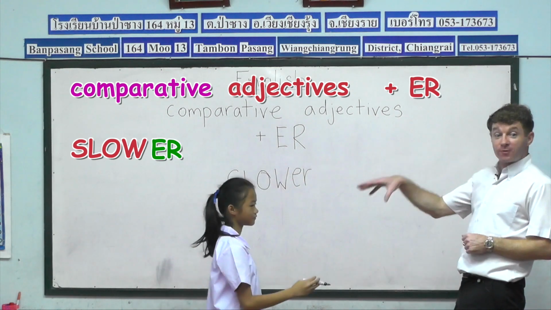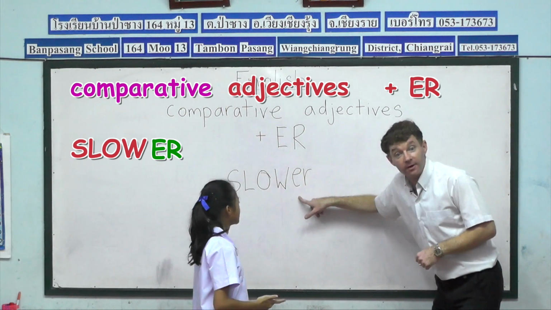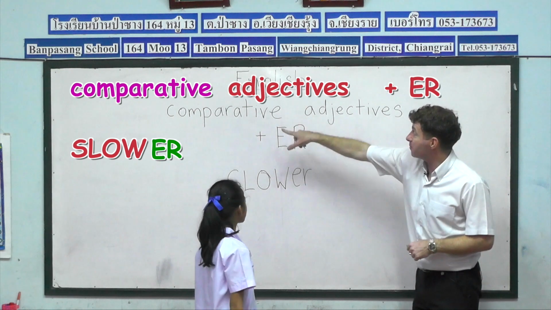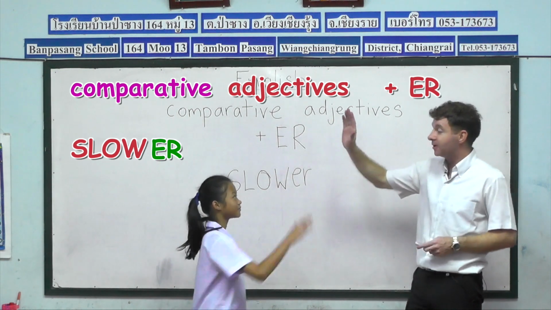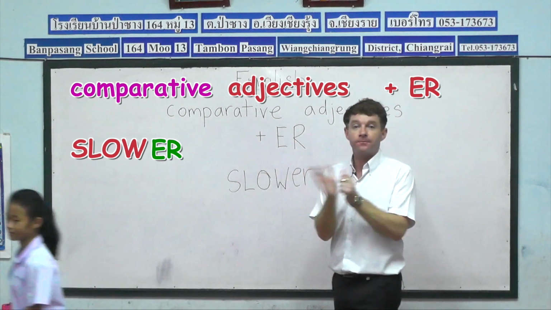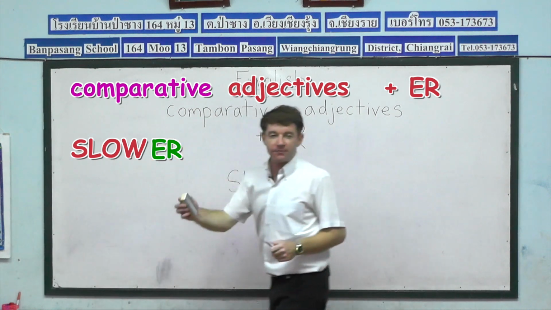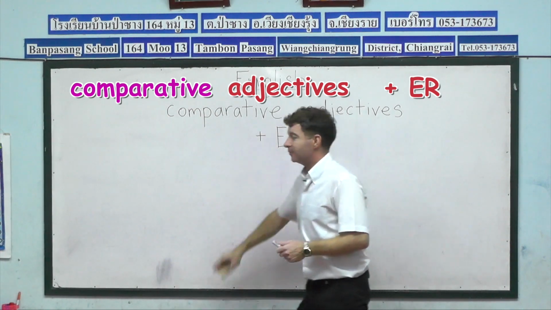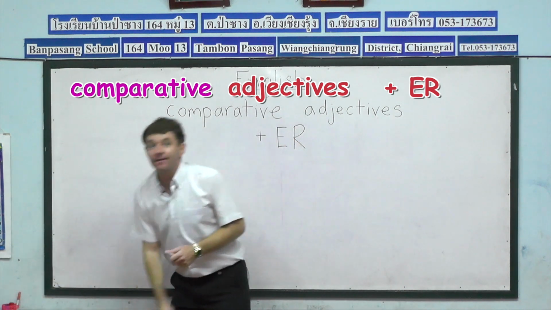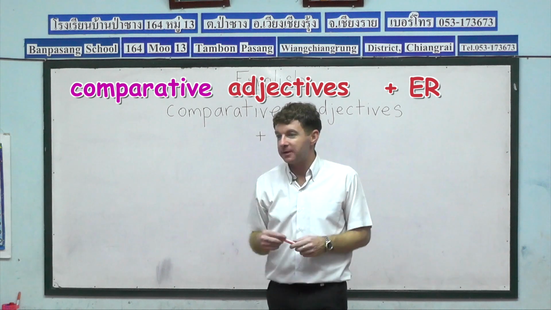Excellent. So we've gone from slow to slower. Now we have comparative adjective. Dan, that was excellent. High five. Big round of applause for Dan. So now let's see, we'll do another one. So we've had slow. I know what we can do this time. And we'll have Bangpon. Come and join me at the front.